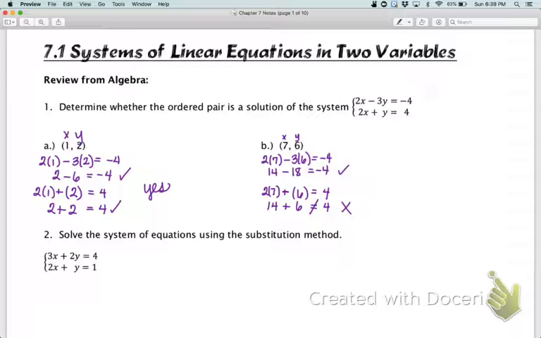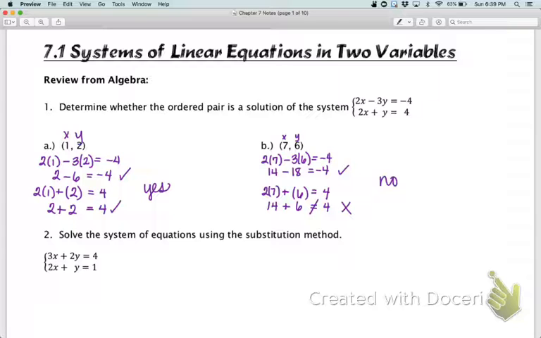Since I did not get true for both, the answer here would be no. You've got to get two trues for the answer to be yes. A single no means that it is not a solution to the system. It's a solution to the top equation, not the bottom equation, which means it's not a solution to the system.